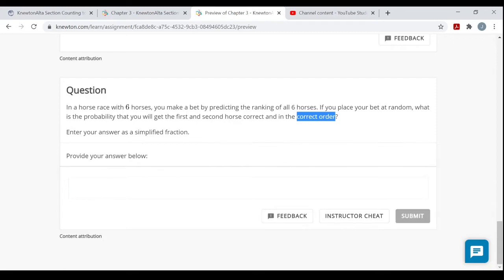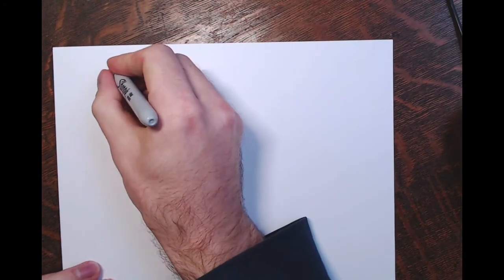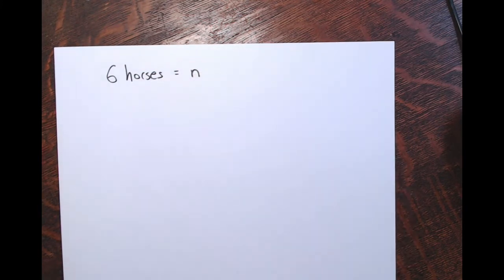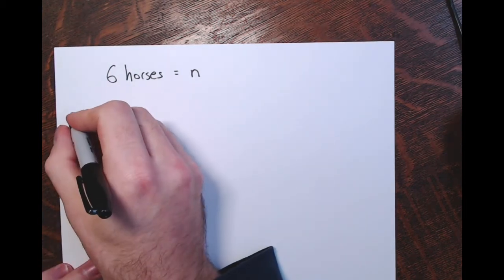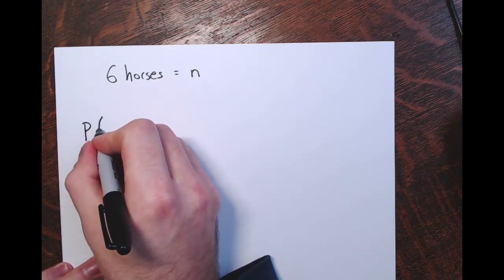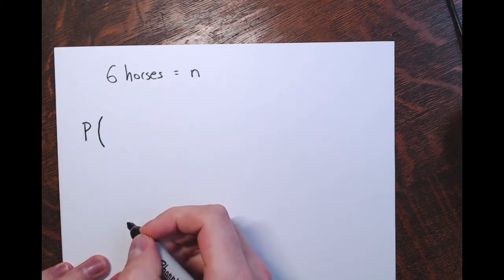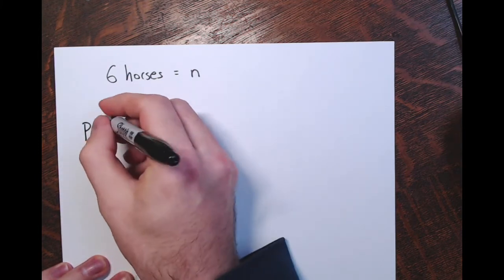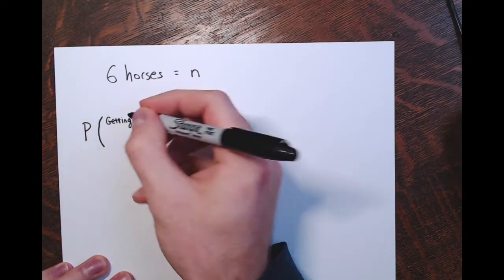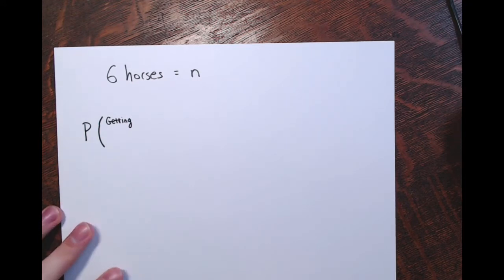And I'll actually pull this up on a piece of paper. So it said we had 6 horses. So this will be like my n, the lowercase n for the number of objects I have: 6 different horses. Now, what we're trying to figure out is, what's the probability of getting the first and second horse correct? Betting on the picking. You pick horses in the order that the 6 horses will come in.